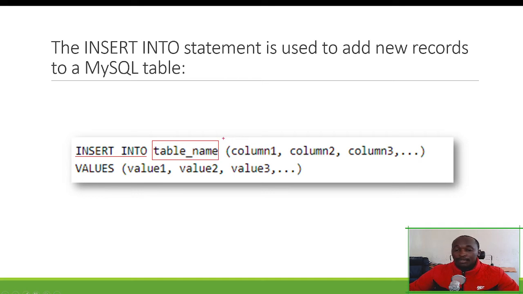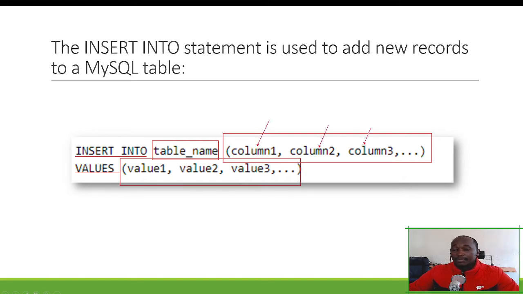Then we have this portion here. Then we have the keyword values. This portion specifies the column names, separated by commas: column 1, column 2, etc. Then these are the values: value 1, value 2, value 3, etc.